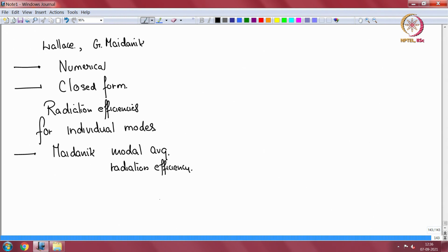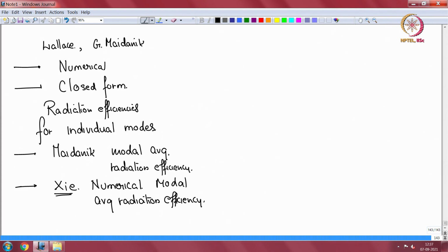When all modes radiate together, okay. Yeah, I should mention one more paper which is by Zai, okay. They also have given numerical calculations on modal average radiation efficiency. We will see this in the next class. I will stop here. Thanks.